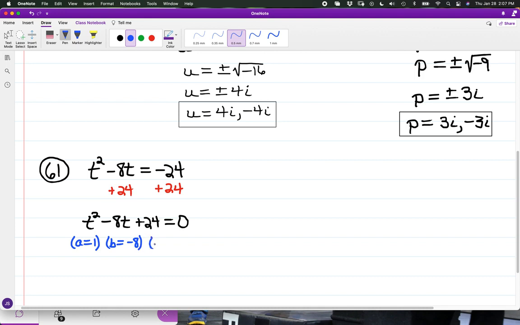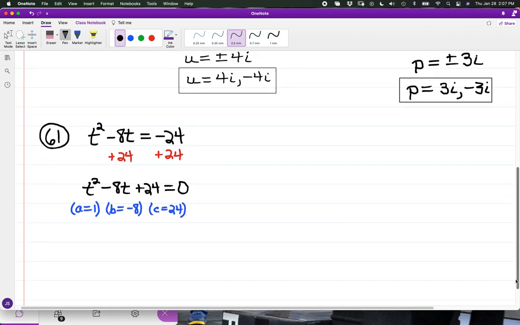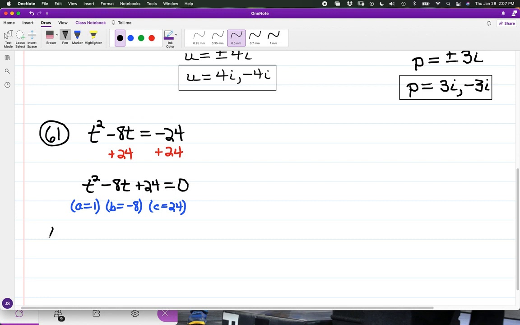And we have plus 24. Okay, so you have that c is equal to 24. And taking what we have now and solving for t. So again, we have a different variable we're solving for, but again, we're using the same ABC expressions.